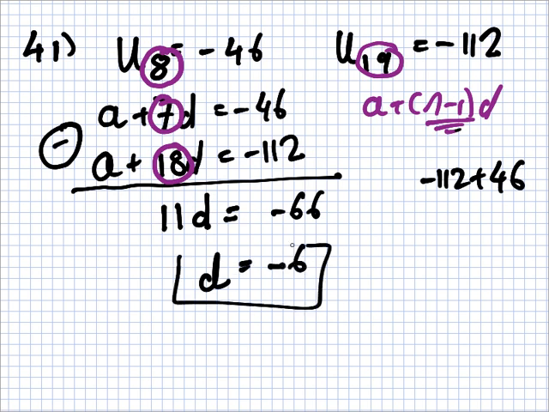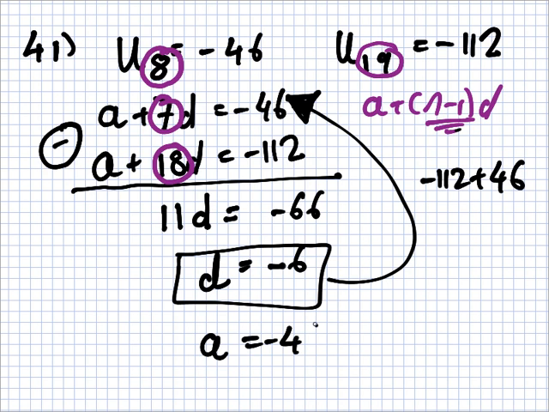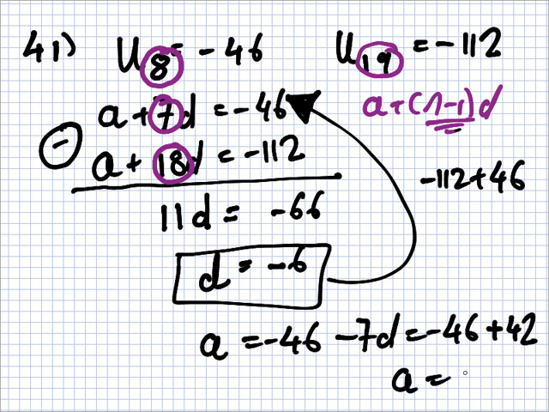And if I put that in there, you end up getting a is minus 4, is it? A will be minus 46 minus 7d, which is minus 46 plus 42. So a is minus 4. Is that what we said? Yeah.